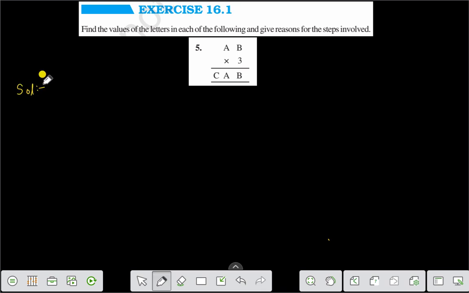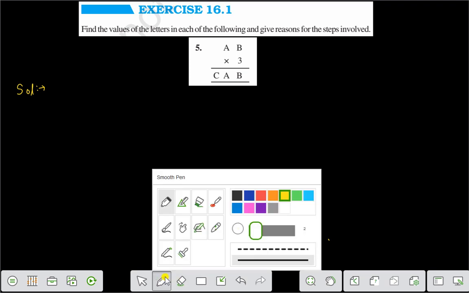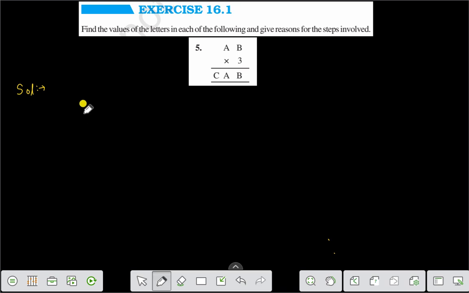Here you see AB into 3 is equal to CAB. Right? Here you see the multiplication of 3 and B.